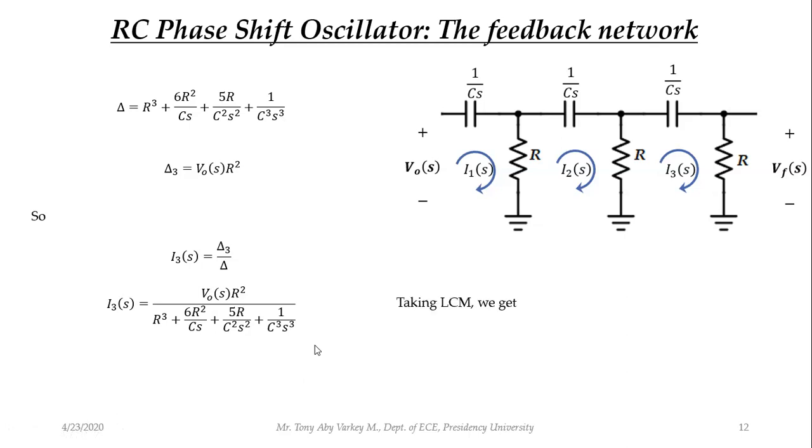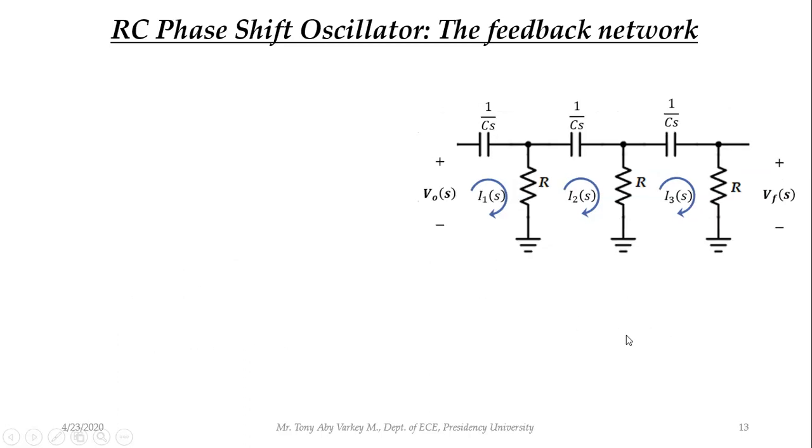Okay. So in the denominator, we can take the LCM. You will get V output of S into R square C cube S cube by R cube C cube S cube plus 6R square C square S square plus 5RCS plus 1. Okay, I'm just taking the LCM of the denominator. So that C cube S cube will come here. That is what is happening. Okay, so I'm writing here again, I3 of S is this.